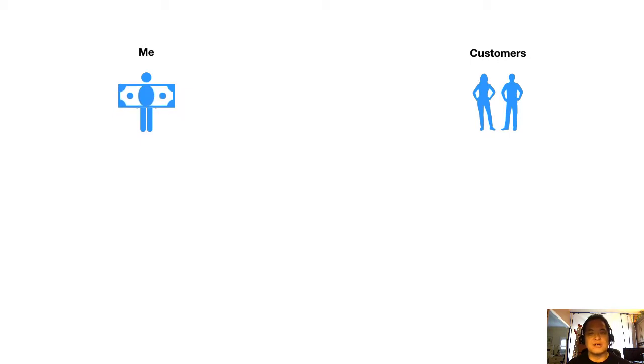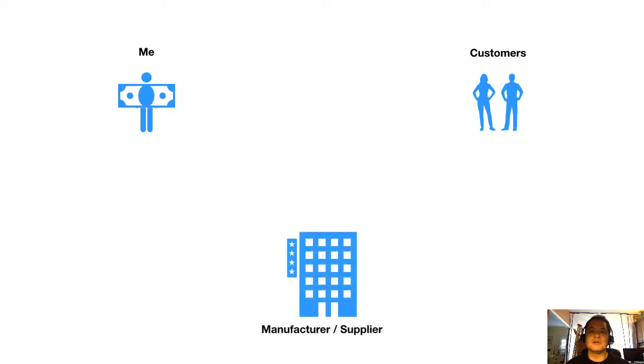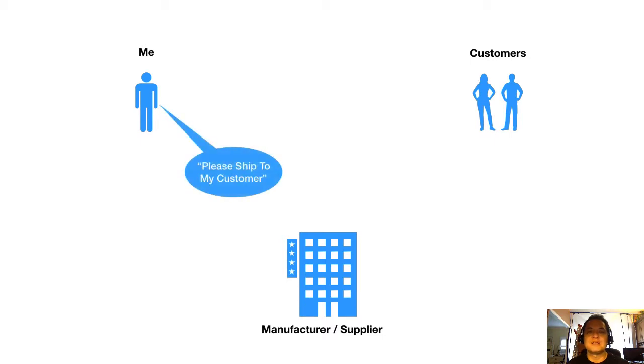And then at that point, I'm going to go and talk to my supplier, whoever's manufacturing the product for me, and I'm going to let them know, hey, I need one widget, or however many the customer ordered. Here's some money for it. I'm going to pay them for it, and I'm going to tell them, oh, hey, by the way, don't send the product to me. Send it to my customer. Send it directly to my customer.